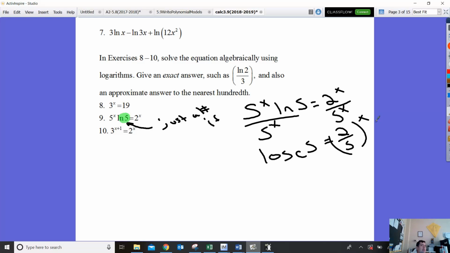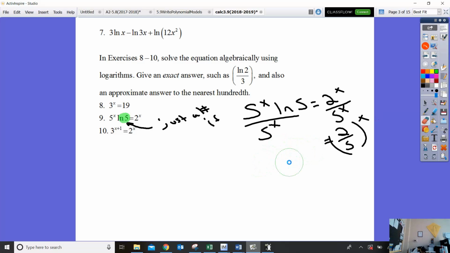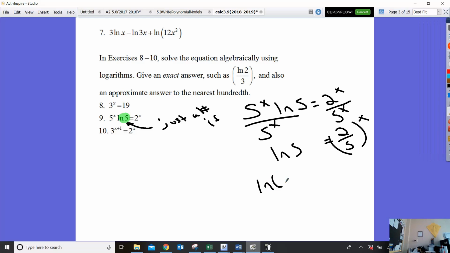So where else can I get with this thing? See, I may have just gotten myself to a point where I still don't know what to do. I think I still want to do what I was trying to do before. I do think that. Let's see what happens if I ln both sides. This was the natural log of 5. My natural log of natural log of 5, and say it equals x natural log of 2/5.